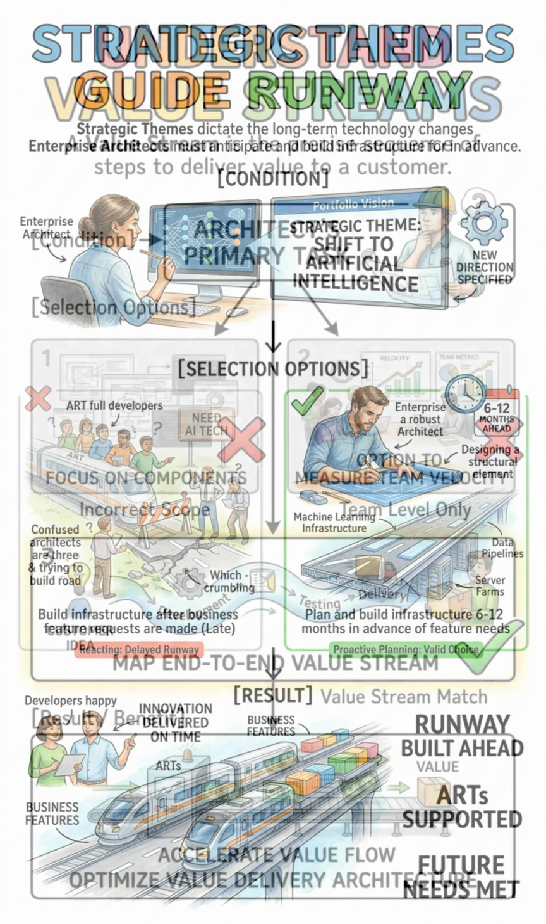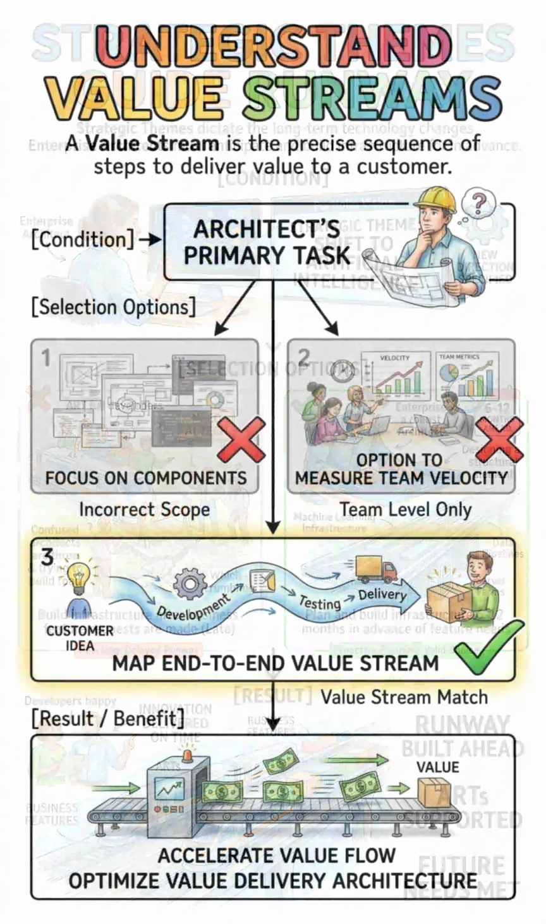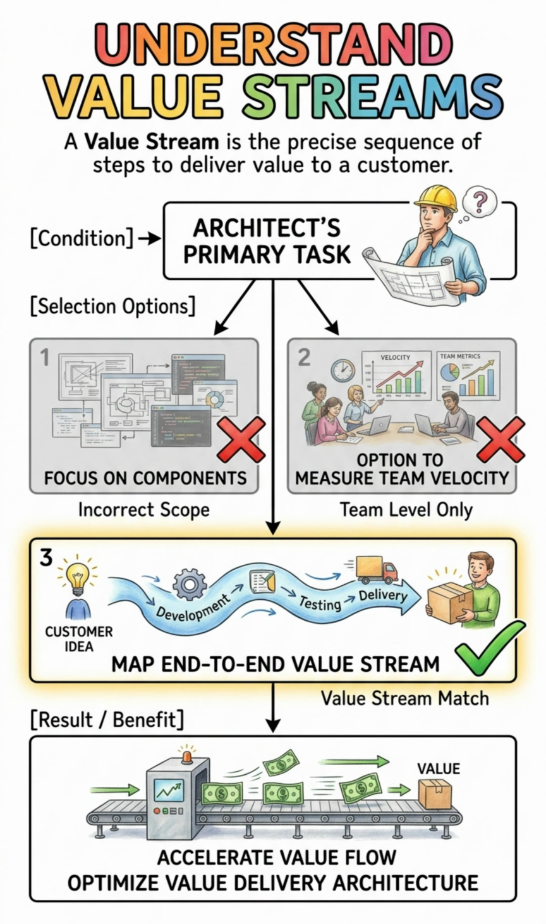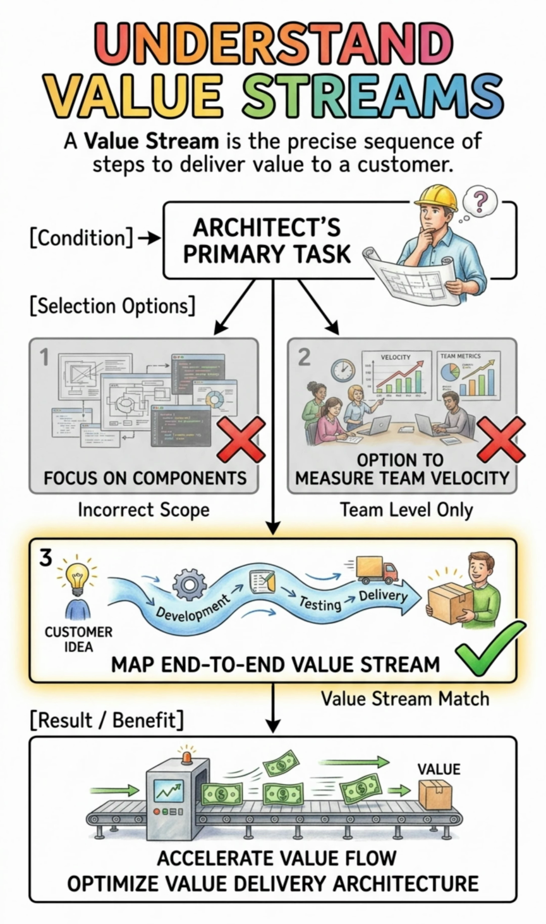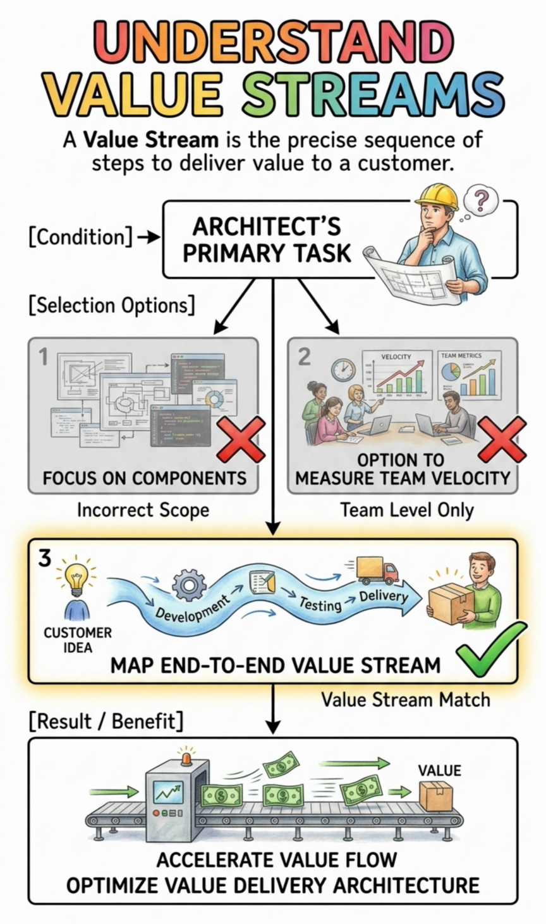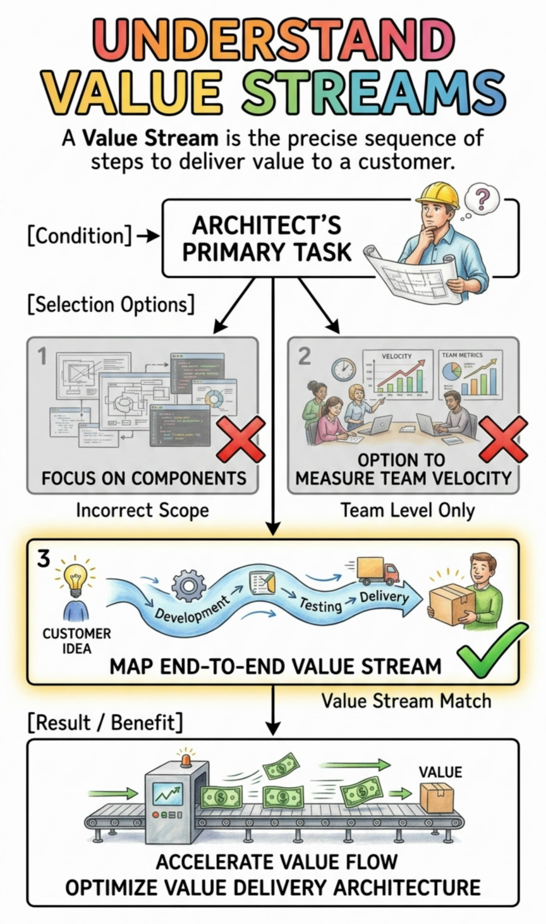Another foundational concept at the portfolio level is the value stream. A value stream represents the exact sequence of steps an organization takes to deliver a product or service to a customer. Understanding these streams is critical because the primary goal of SAFe is to optimize the flow of value from end to end. If you do not understand how your company actually makes money or serves its users, you cannot design an architecture that accelerates that specific process.